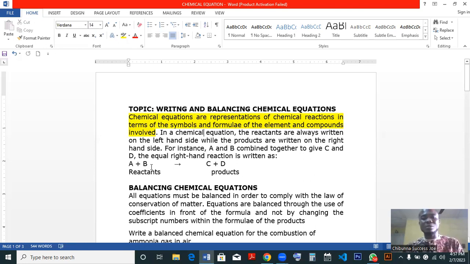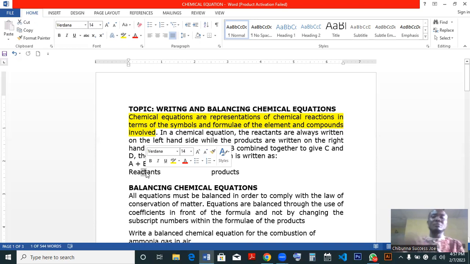Now, in a chemical equation, there are two species. The first one is the reactants, known as the reactant species, which is written on the left-hand side, and the other one is the products, which is written on the right-hand side. Now, we are using this A plus B to represent any element. A can be any element, in fact.